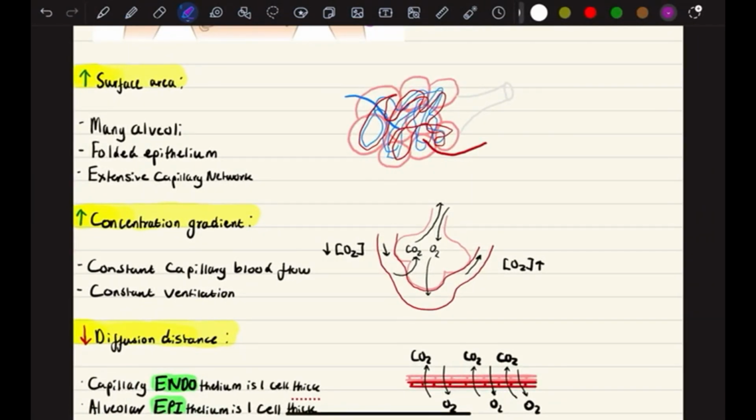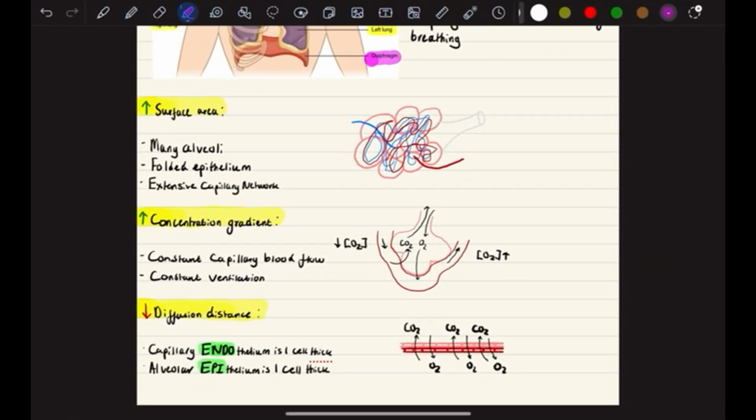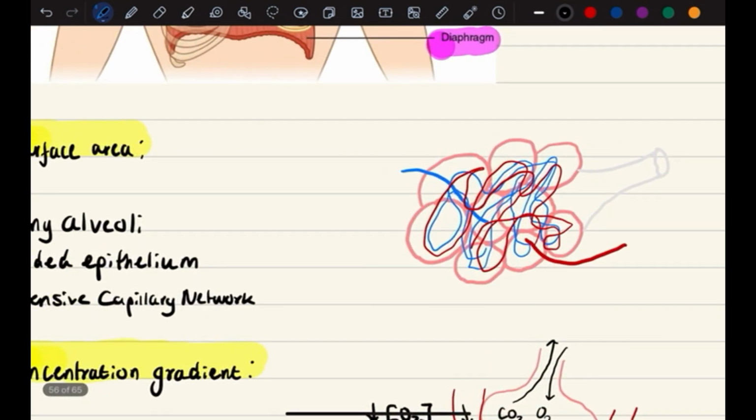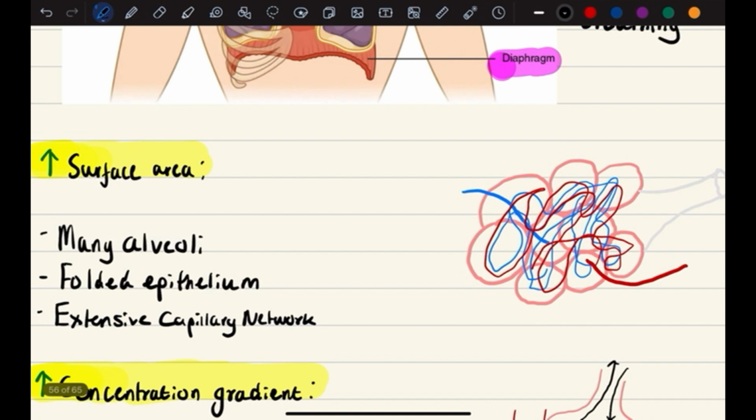Now, surface area. We talked about in the last part factors that are going to increase your rate of diffusion, in accordance with Fick's law. And there are specific things that we do in our lungs that help us to achieve that. So in terms of surface area, we have a lot of alveoli. You see these things in the pink here. These are alveoli, and they're all clumped together in that one area. You have so many of them that it creates a larger surface area. As well as that, the alveolar epithelium is folded. Because it's folded, that also increases the surface area.